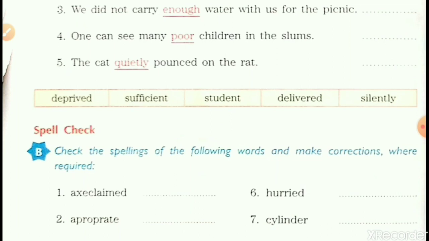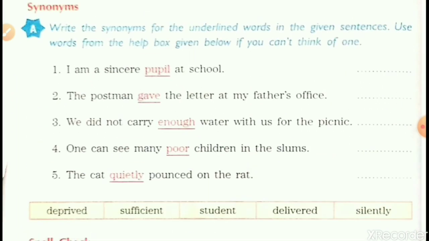And the last word is silently. Silently means quietly. So now we know the synonyms. Pupil is student, gave is delivered, enough is sufficient, poor is deprived, and quietly is silently. So now we can solve this exercise. We need to write the sentence again, but instead of the highlighted word, we need to use its synonym.